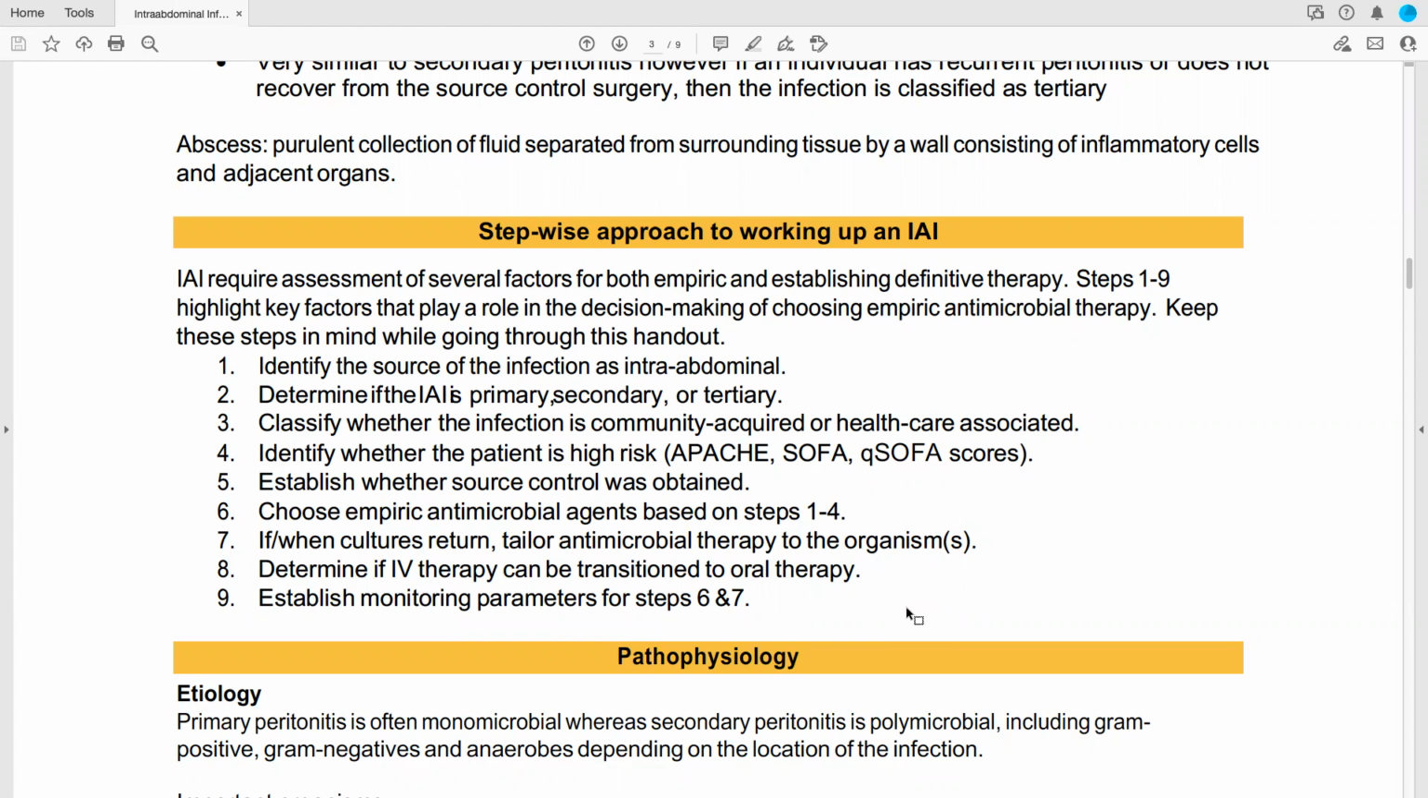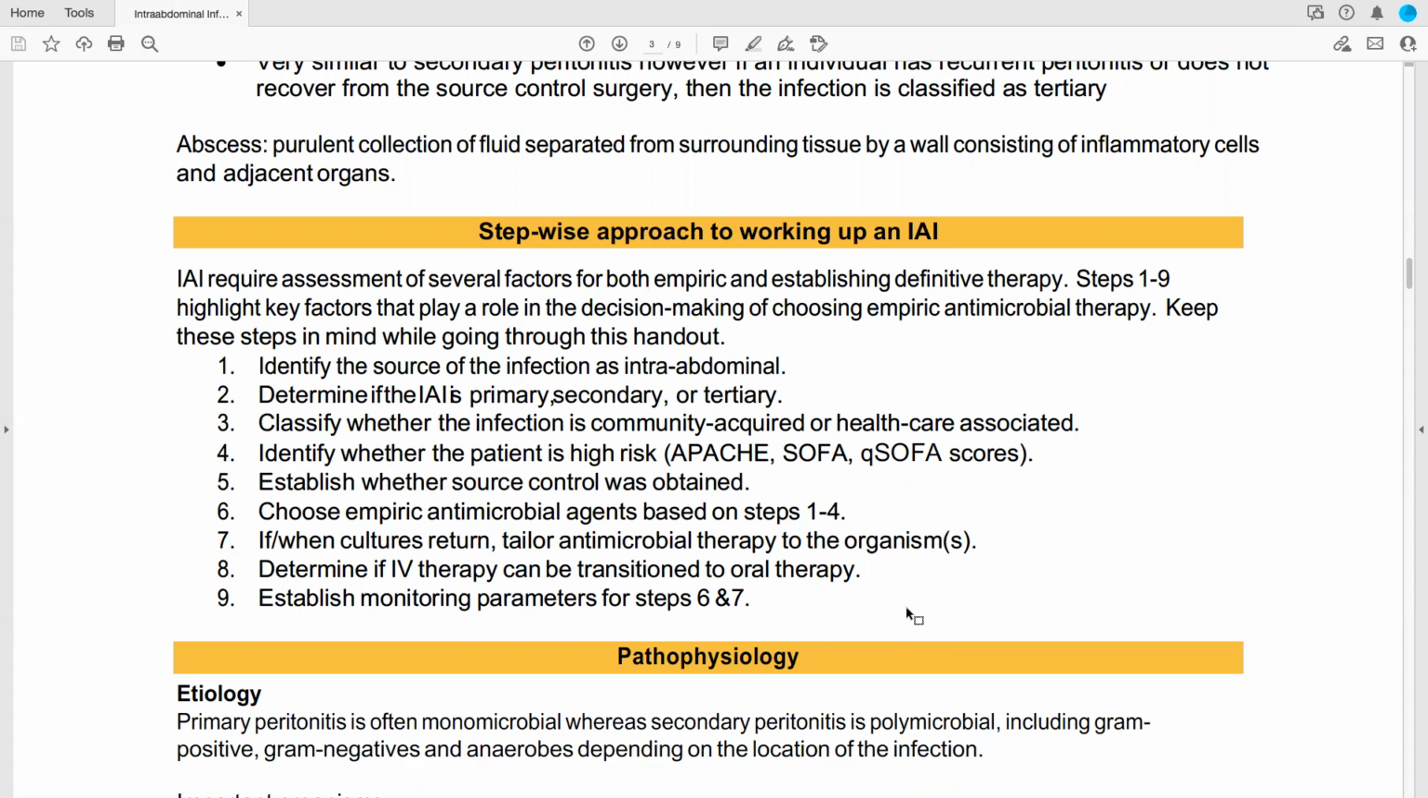So once you've done this, you then want to decide, is this a community acquired infection or is this healthcare associated? So intra-abdominal infections can be two types. They can be community acquired, meaning the patient comes in from the community with the infection, or they can be healthcare associated, meaning the patient has some type of healthcare factors, like they're in a nursing home, or they were previously hospitalized, or they're in a long-term treatment center. Then you can say, okay, this may be a healthcare associated infection.